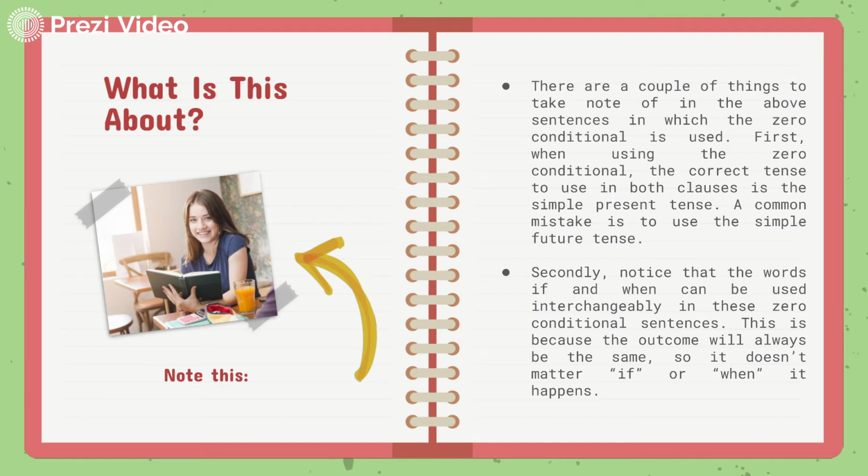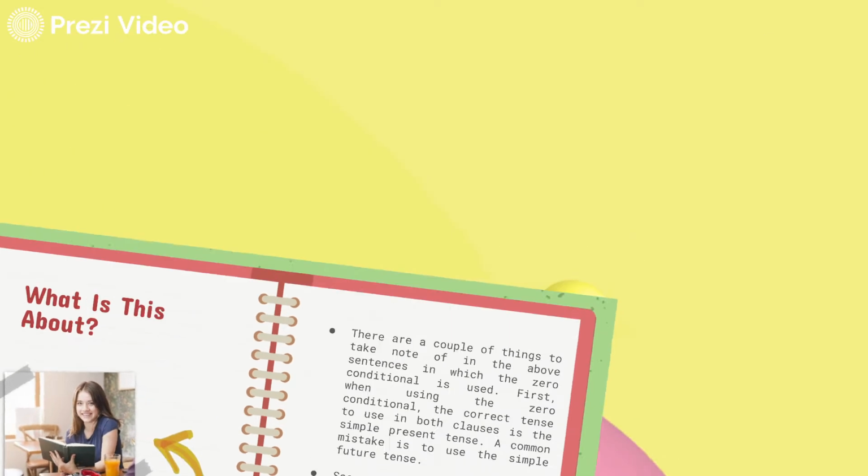What is this about? There are a couple of things to take note of in the above sentences in which the zero conditional is used. First, when using the zero conditional, the correct tense to use in both clauses is the simple present tense. A common mistake is to use the simple future tense. Secondly, notice that the words if and when can be used interchangeably in this zero conditional sentence. This is because the outcome will always be the same. So, it doesn't matter if or when it happens.